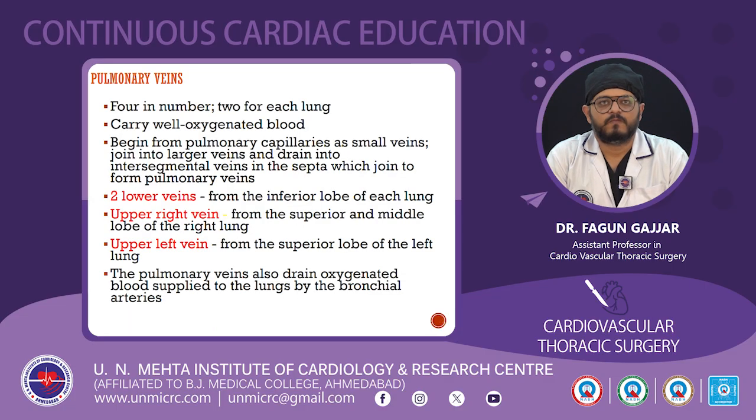Pulmonary veins are 4 in number, 2 for each lung. They carry well oxygenated blood. They begin from the pulmonary capillaries as small veins, join into larger veins, and drain into the intersegmental veins in the septa, which join to form the pulmonary veins. Two lower veins come from the inferior lobe of each lung, the upper right vein from the superior and middle lobe of the right lung, and the upper left vein from the superior lobe of the left lung. The pulmonary veins also drain oxygenated blood supplied to the lungs by the bronchial arteries.